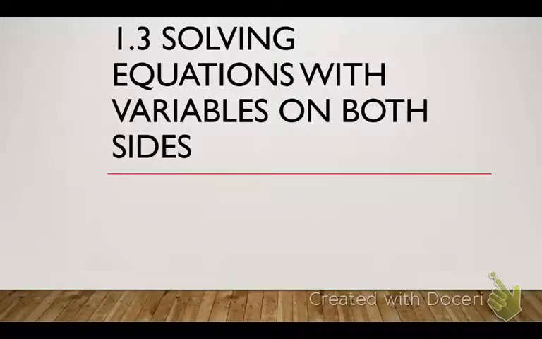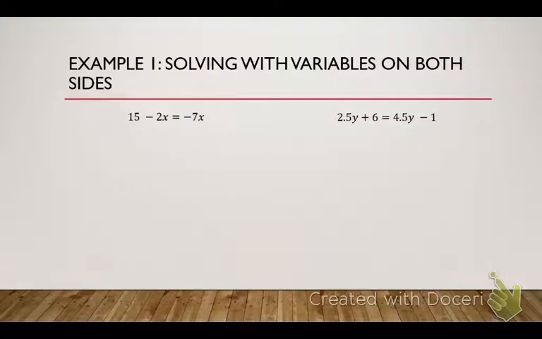Okay, so today we're in section 1.3, solving equations with variables on both sides. All right, so here's your first problem: 15 minus 2x equals negative 7x. All right, so what do you notice, guys? What do you notice?